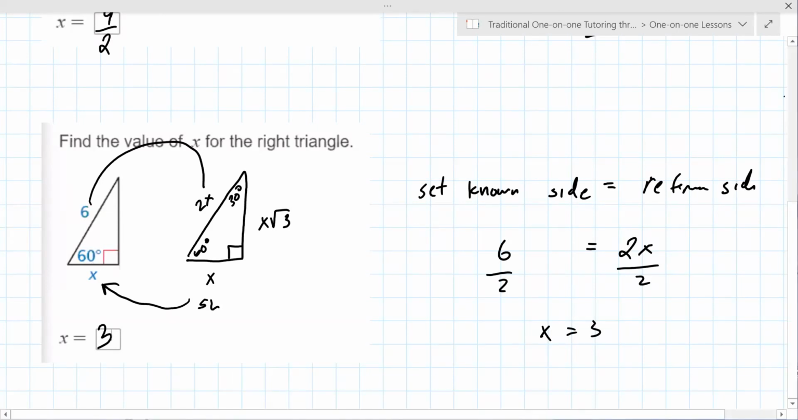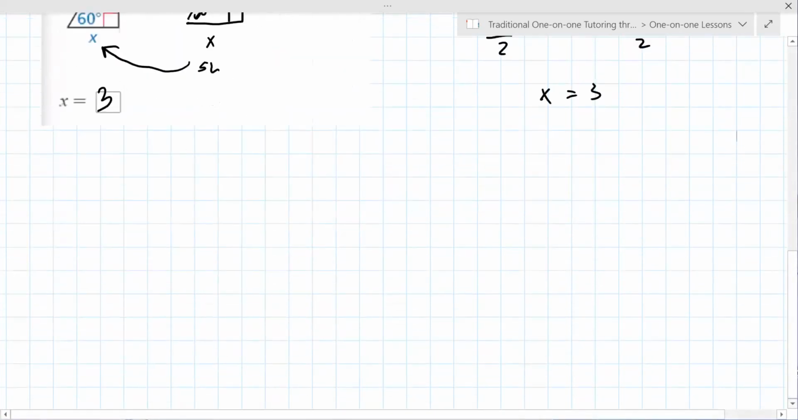This is so confusing to me. I don't know.